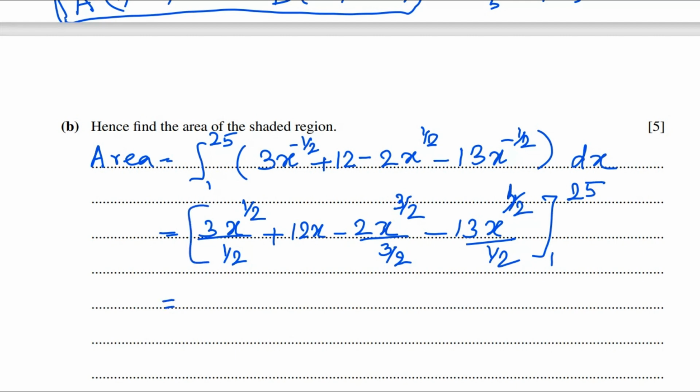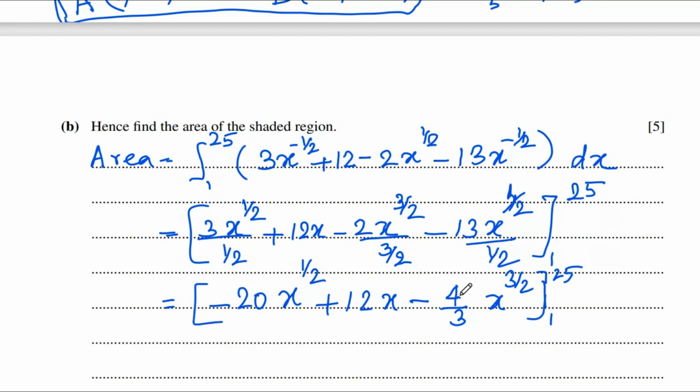Let's simplify this one. 6 will be 6, and that will be 26, so negative 20 x power 1 over 2 plus 12x minus 4 over 3 x power 3 over 2, and the limit is 1 to 25.